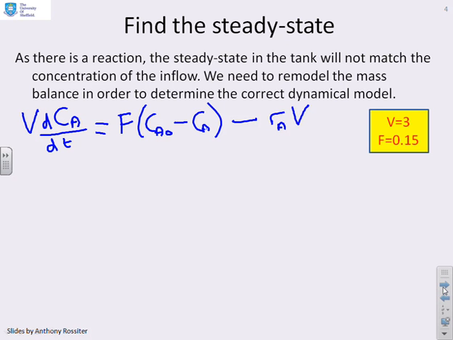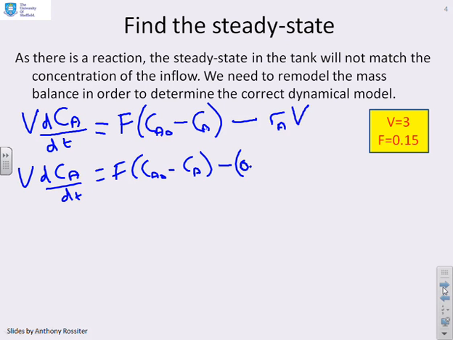Now, what you could do next is you could say, oh, well, I've got some more numbers here that perhaps I could substitute in. I know what Ra is, so let's do that. V dCA/dt equals F into (CA0 minus CA), and then minus, this Ra was quite a lengthy term, (0.1 CA plus 0.05 into e to the (0.1 CA) minus 1), and all of that lot times V.